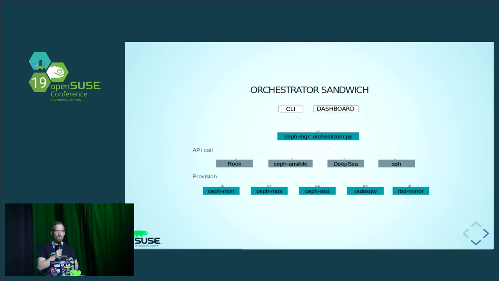Another management change, already talked about it briefly, is what you can call the orchestrator sandwich. It's more or less the orchestrator abstraction. The idea behind it is to have a single abstraction layer which, for example, the CLI and a dashboard could talk to. Nevertheless, if underneath the deployment tool is Rook, Ceph Ansible, DeepSea, or SSH, for example, the commands should always be the same, and you could add other orchestrators to it if you would like. That's exactly what we're currently working on, and that's also the foundation for the Ceph CLI, or at least the baseline for a unified Ceph CLI, so to say.